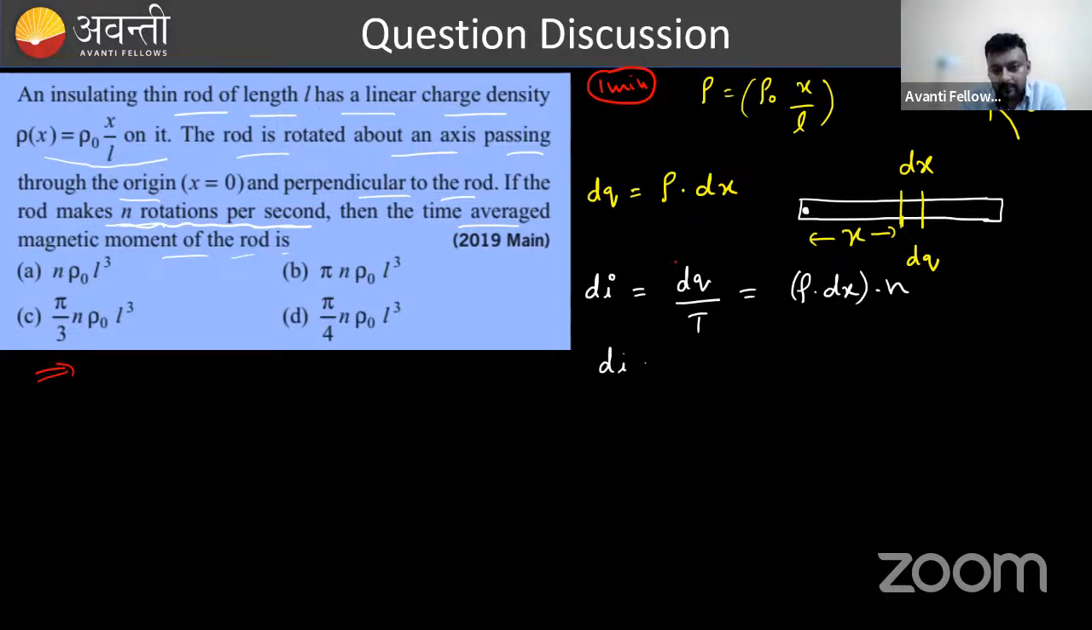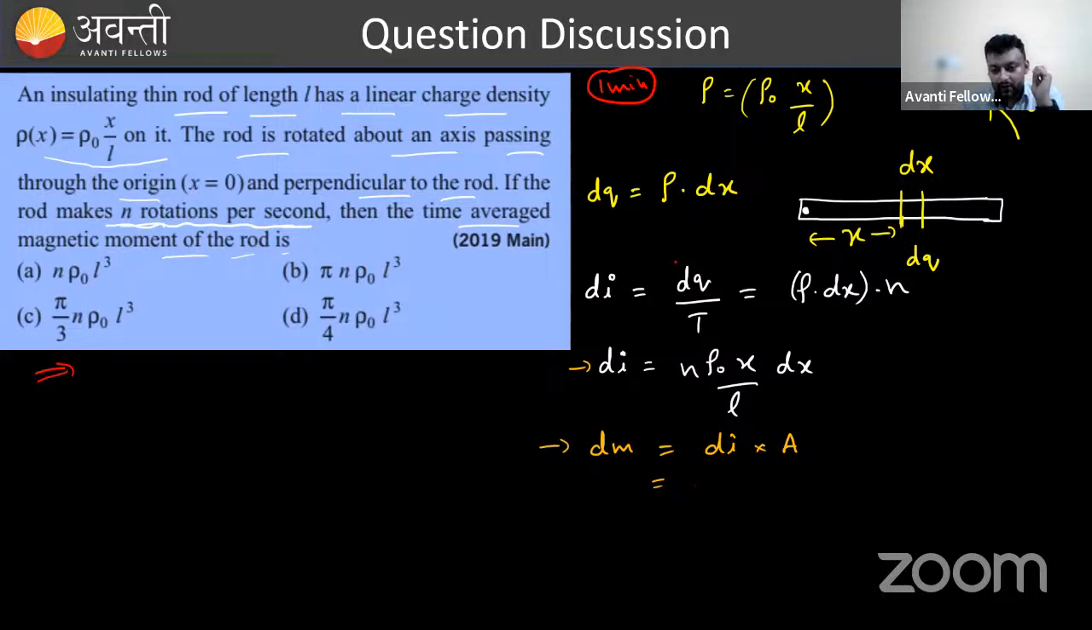So di will become rho naught x by L dx, and this n I am writing here. This is the current. If this is the current, then what will be the magnetic moment of this loop? Let's suppose it is denoted by m. So the very small magnetic moment of this loop, dm, will be, what is magnetic moment? I into A, di into area.